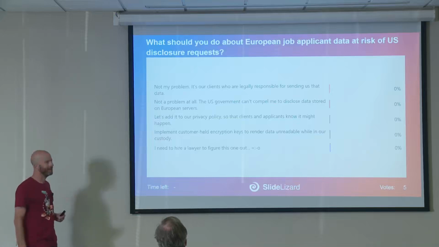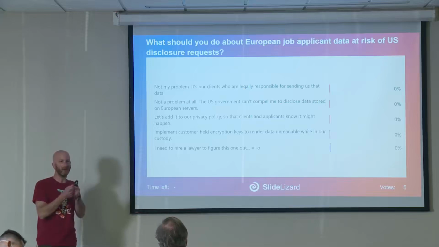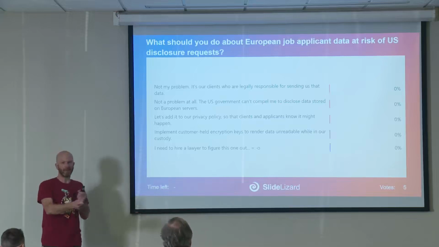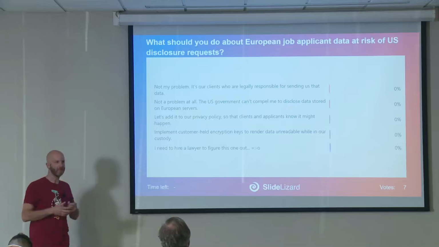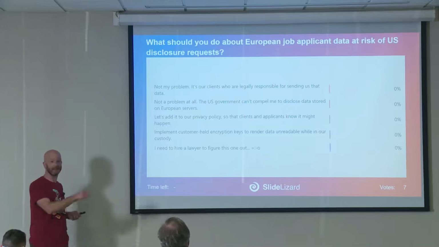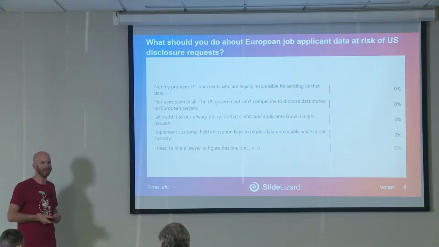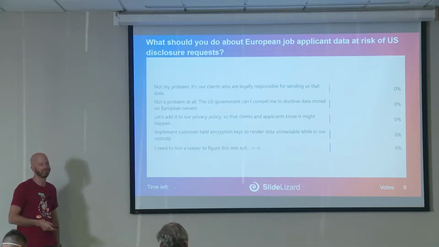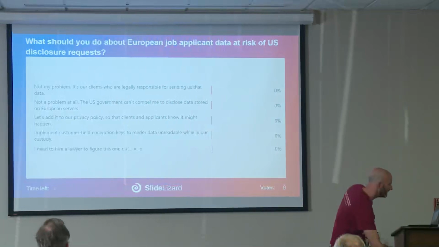Or you could say, let's implement a complicated encryption scheme where customers can hold encryption keys that allow them and their job applicants to decrypt the data, but while it's stored on our servers, it's encrypted with a reasonably strong mechanism. And so even if somebody comes and asks us for a copy of that data, we can give them the encrypted data, but we can't decrypt it for them. Or, last option here, you could say, I need to hire a lawyer to figure this one out. Has everybody voted? Yes, okay.